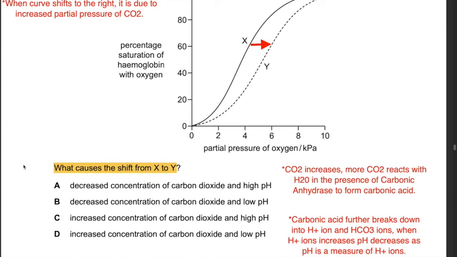And what is the difference between C and D? In C, there is a mention of high pH. In D, there is a mention of low pH. Remember that when carbon dioxide increases, more carbon dioxide reacts with water in the presence of carbonic anhydrase, which is the enzyme, to form carbonic acid. When the acid is formed, it breaks down to form hydrogen ions and hydrogen carbonate ions. And when H plus ions increase, the pH decreases. And when pH decreases, that means low pH, as pH is a measure of hydrogen ions. Hence, an increase in carbon dioxide concentration leads to a decrease in pH, or a low pH. Therefore, the answer is D.